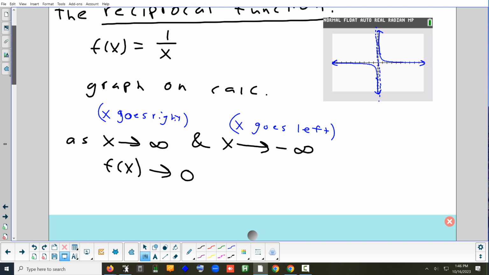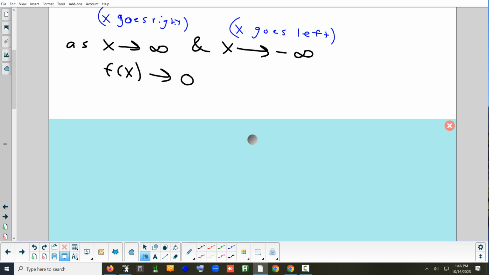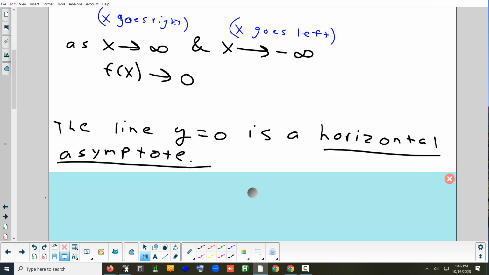But does anybody know the name of a line that a graph gets closer and closer to, but it never reaches it? It begins with an A. Yeah? Asymptote. Yeah, an asymptote. Right? An asymptote is a line that you get close to, but you never reach it. So in this particular graph, y equals 0 is a horizontal asymptote.